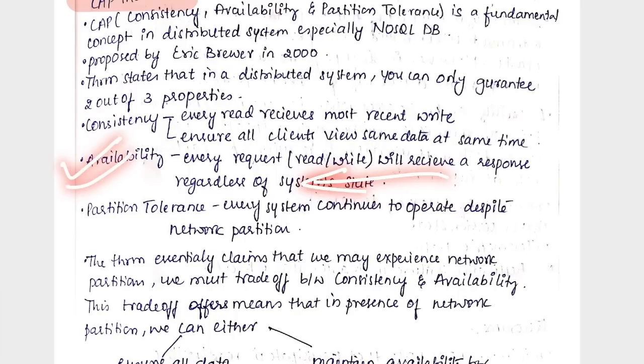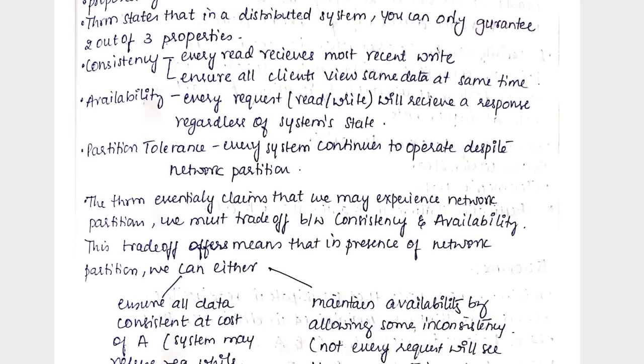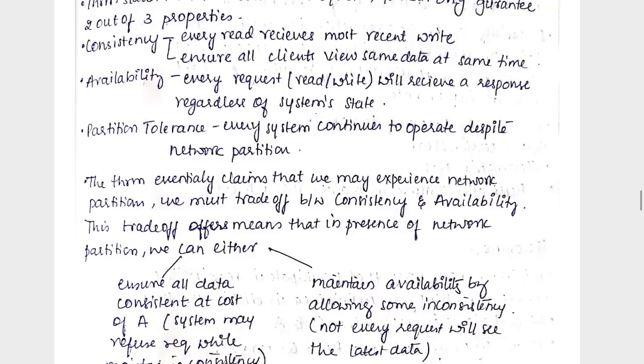That's what availability speaks of. Next we have partition tolerance. That is, the system must function even if there is a network partition that will separate the nodes. That is, every system continues to operate despite the network partition. Partition tolerance is essential here because in real-world distributed systems, network failures are inevitable. You can't avoid network failures, right? So partition tolerance, or network tolerance, is very important here. So major priority is given to these aspects.